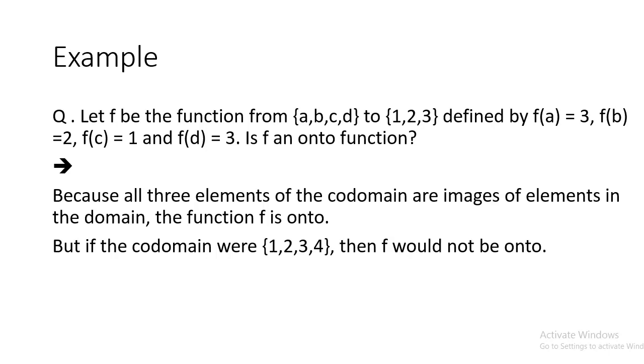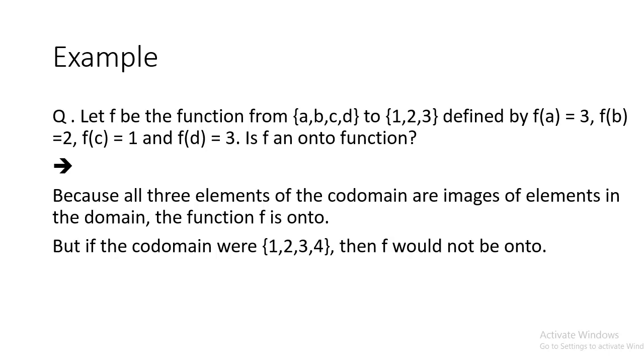Understood? See here in the question, f is the function. So a, b, c, d is the domain of that function f, and 1, 2, 3 are the images of that function f. The domain element a maps to 3, b maps to 2, c maps to 1, and d maps to 3. So each and every image of the function f is mapped from elements of the domain. That's why this function is called an onto function.